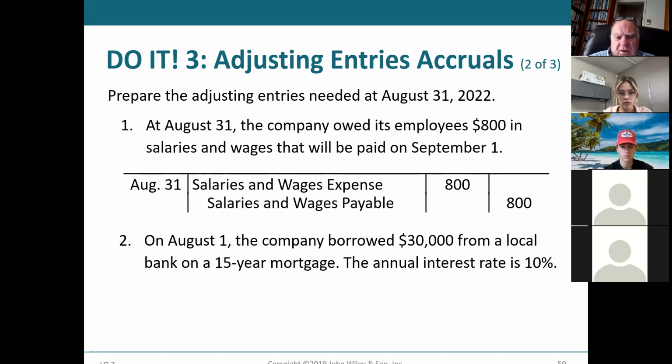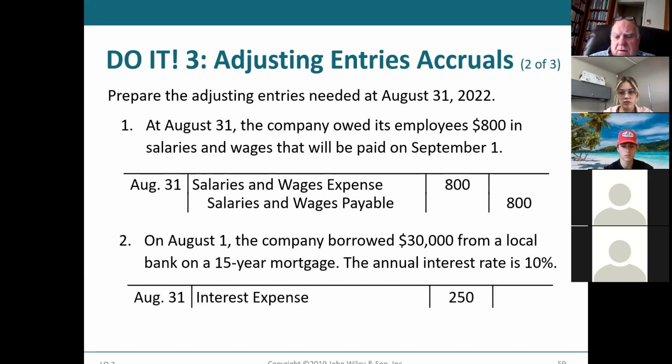So we're going to debit salaries and wages expense and credit the 800. On August 1st, the company borrowed $30,000 from a local bank. It's a 15-year mortgage. So that's 10% times $30,000. That's $3,000 a year in interest expense, or $250 a month. We debit interest expense, we credit the interest payable.